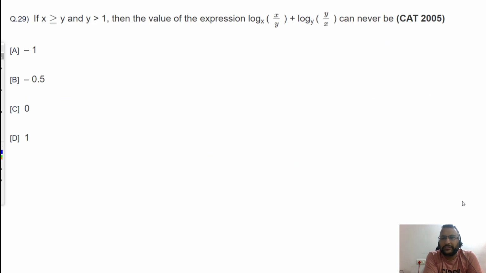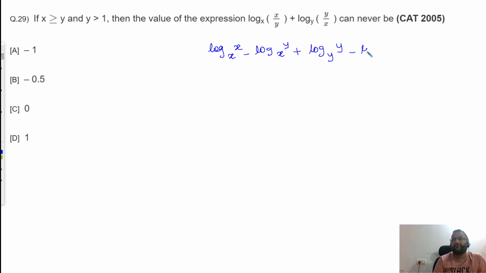The next question is from CAT 2005. If x is greater than or equal to y and y is greater than 1, then the value of the expression can never be. There is one expression given in terms of log. So let's simplify this expression first of all. The first term we can rewrite as log of x to the base x minus log of y to the base x. The second term we can rewrite as log of y to the base y minus log of x to the base y.